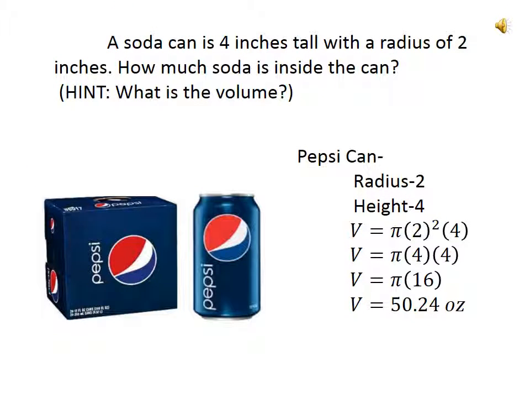A soda can is 4 inches tall with a radius of 2 inches. How much soda is inside the can? Hint. Think volume. Okay, so we have a radius of 2 and a height of 4. So we will square 2, which equals 4. Then multiply 4 times 4 times pi, which comes to pi times 16. Pi times 16 equals 50.24 ounces. So that means that there are 50.24 ounces of soda in a Pepsi can.